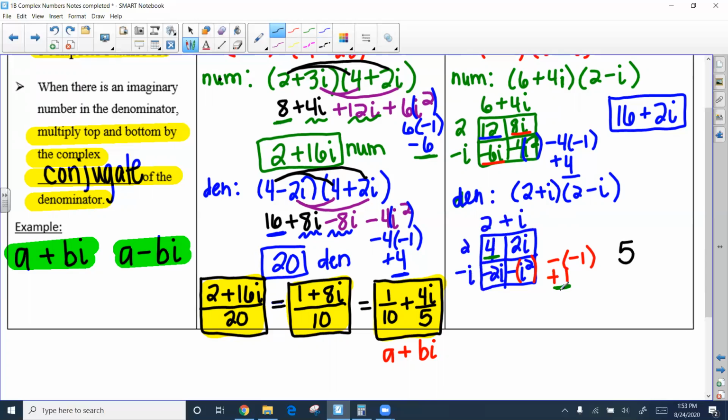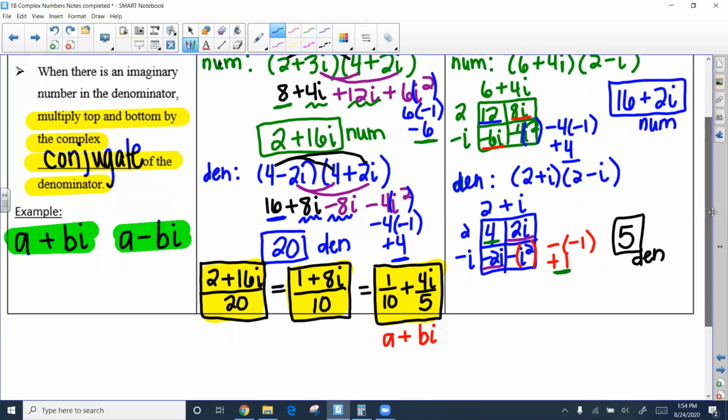for the real part. For the imaginary part, 2i and -2i. Notice those should be opposites because we had conjugates, and they should always add up to 0. So in our denominator, we just have a 5. So the 16 plus 2i is the numerator, the 5 is the denominator.